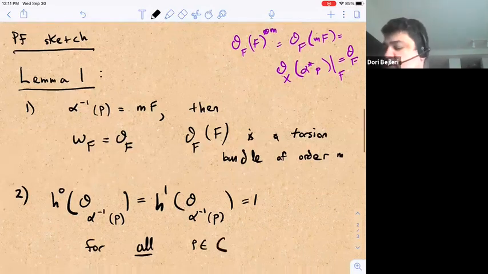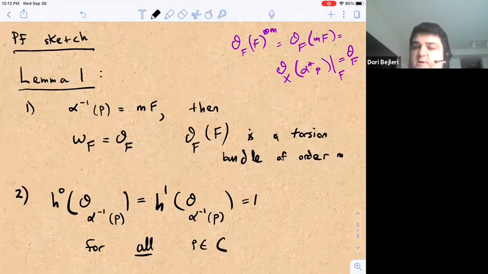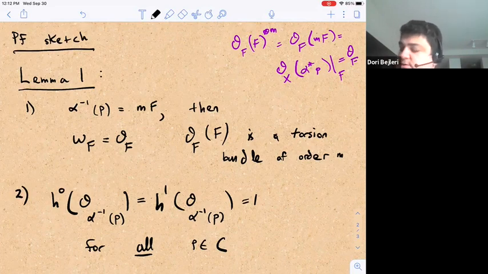Okay, and this is obvious for smooth fibers, because smooth fibers are elliptic curves, so H0 is always 1, and then H1 is 1 because of the genus. If we look at integral fibers, the reduced and irreducible ones, then the same kind of argument works.